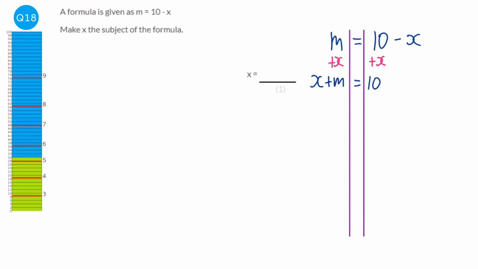Then we want to get rid of anything on the left hand side that's not this x. So we want to get rid of this plus m. So we're going to do that by subtracting m from both sides. So we've got x equals 10 minus m. So our answer is 10 minus m. x equals 10 minus m.